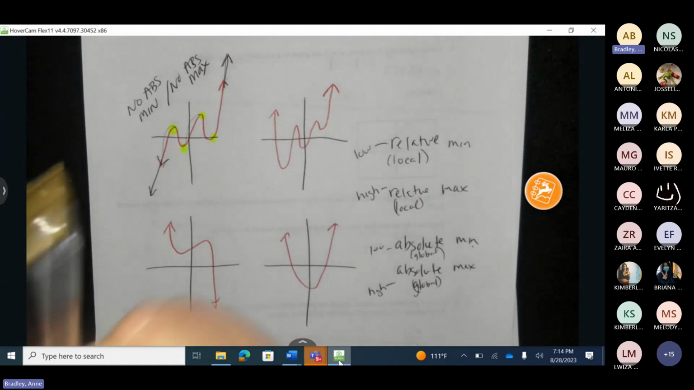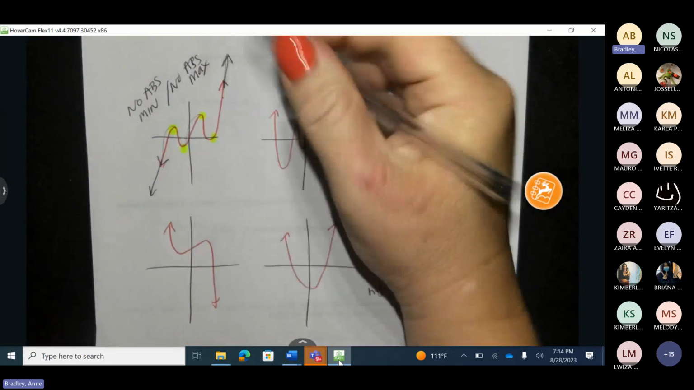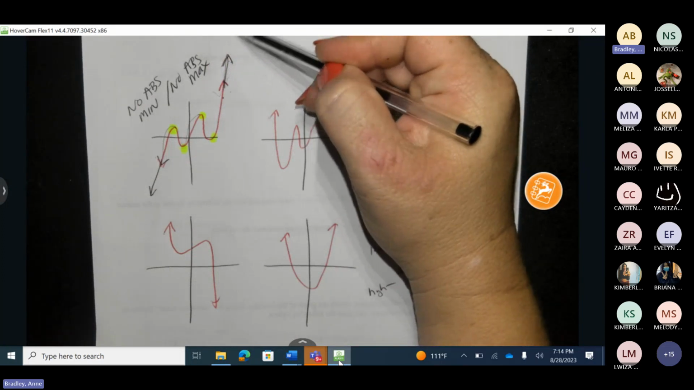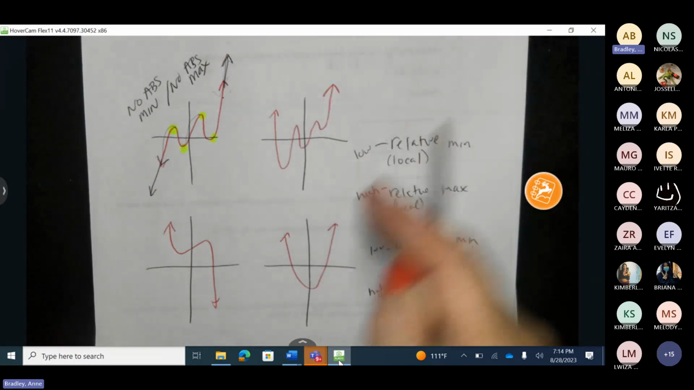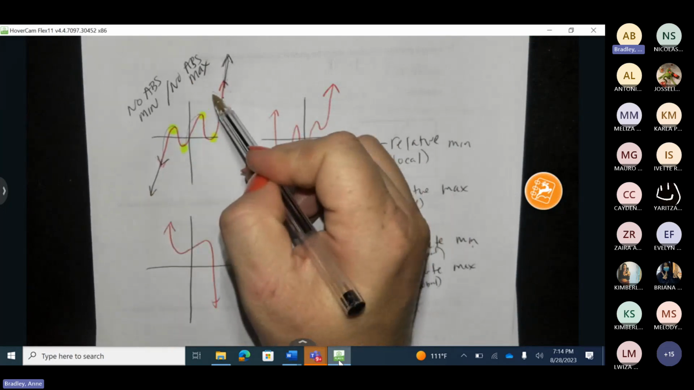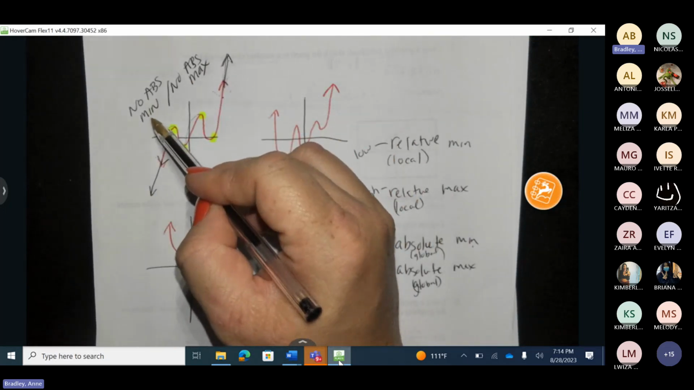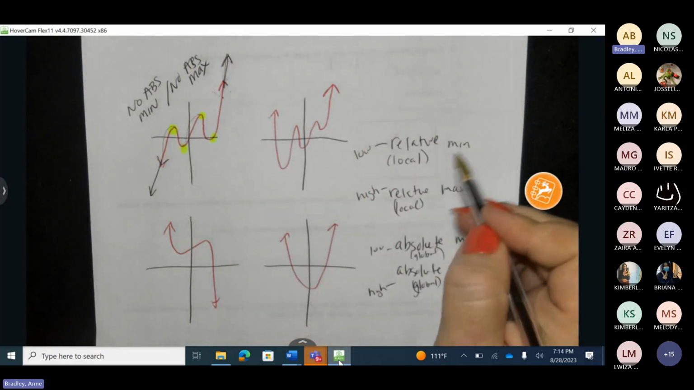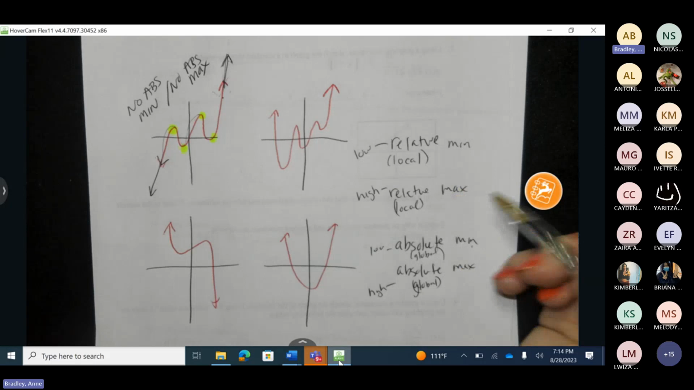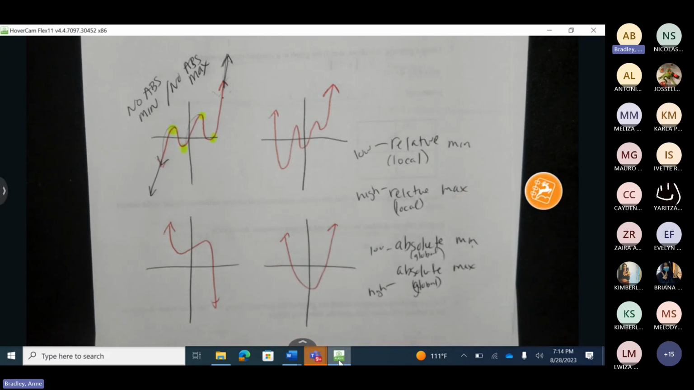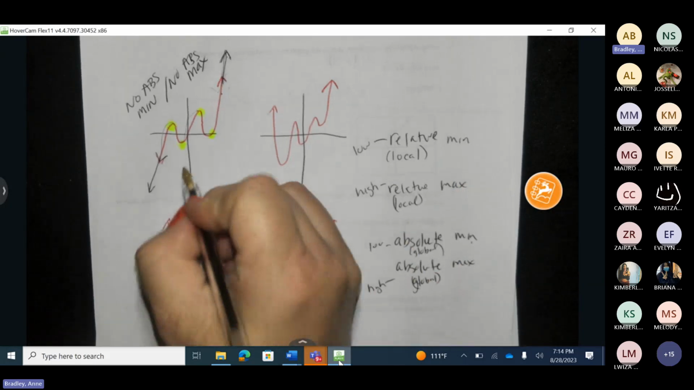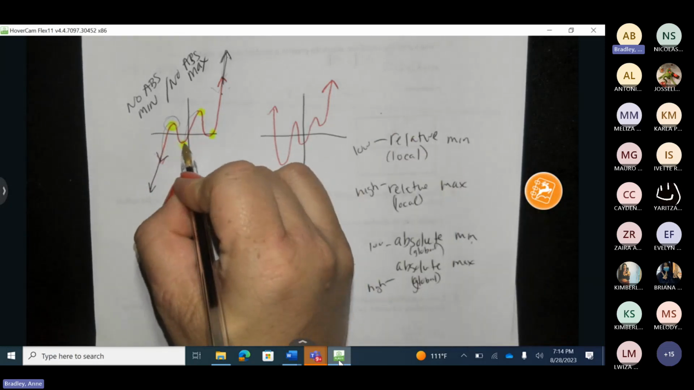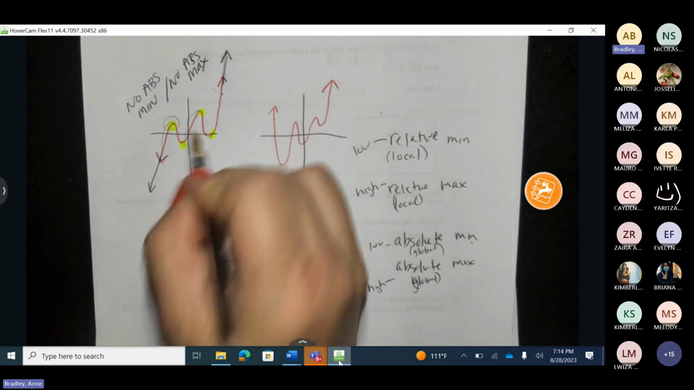So I can't pinpoint one. I can't say this is the highest or this is the highest because this isn't the highest. It keeps going. I can't say this is highest because it keeps going up and it never stops. So I can't identify the highest or the lowest. So this graph does not have an absolute minimum. It doesn't have an absolute maximum, but it does have relatives. So relative minimums and relative maximums means there's still high points and low points. They're just not the highest or the lowest. So this is a relative max, a relative min, a relative max, a relative min.